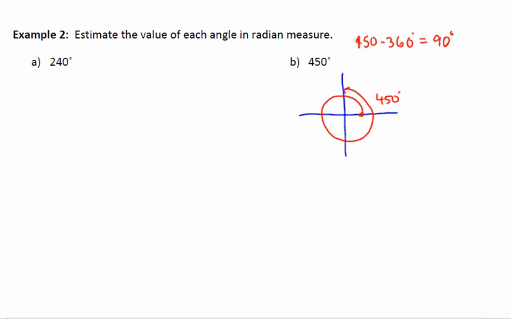Did you do that before? Some of you did, some of you haven't. It depends on which math course you came from. Let's draw this here. This is 0, 90 degrees is here, 180, 270. This is also 360. And so 90 would also be 450.